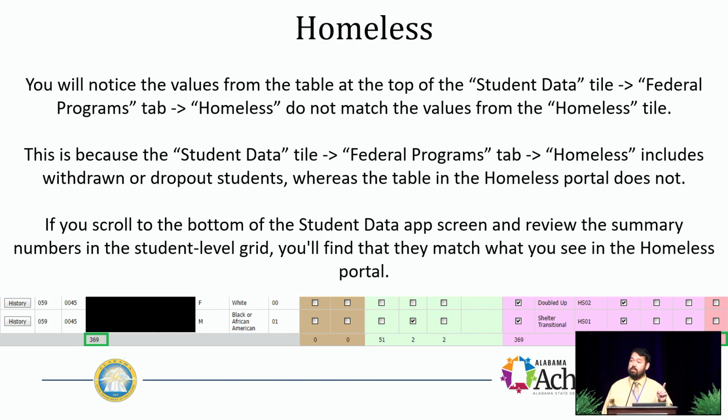But one thing you can do, instead of looking at the very top of the homeless tile, if you scroll to the very bottom of the student data app screen and you review the summary numbers at the student level grid, you're going to find that they will match what you see in the homeless portal there.